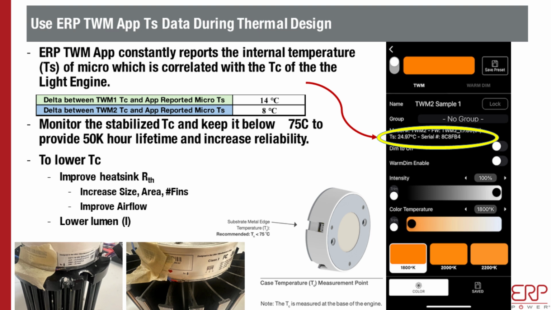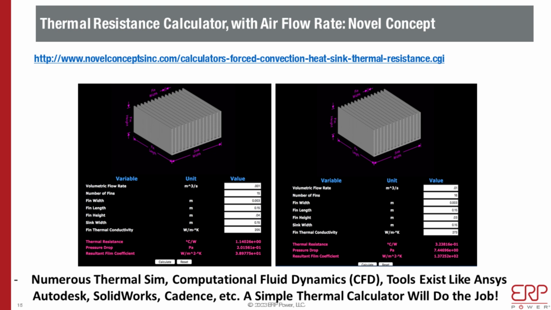If none of these work, let's say you're stuck with a specific size heatsink, another thing that you must do is just lower the lumens. For example, if you're pushing 4,000 lumens out of that module, then you might have to settle for, let's say, 3,500 or 3,000 lumens, and that will lower the temperature such that it'll give you that 50,000 hour life, essentially bringing the TC below 75C.